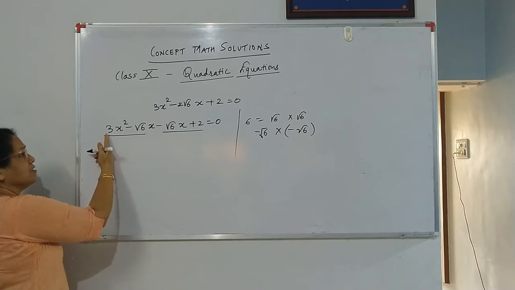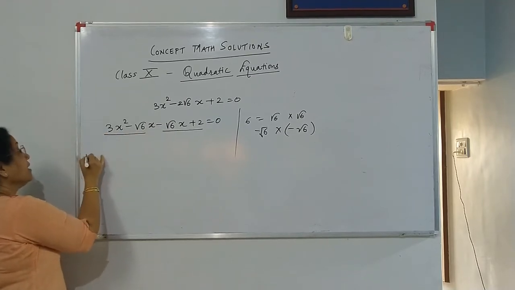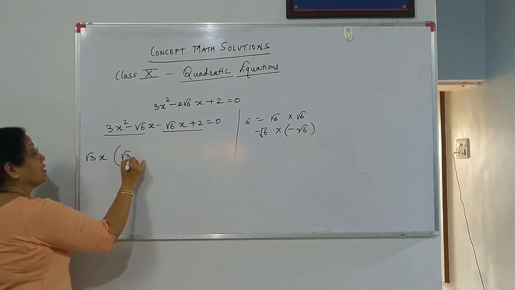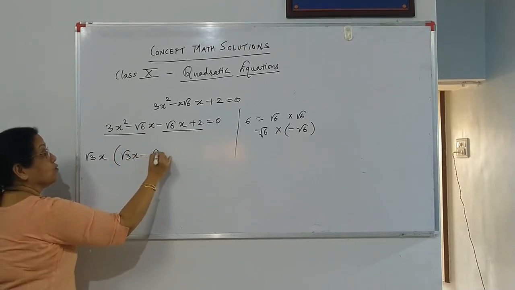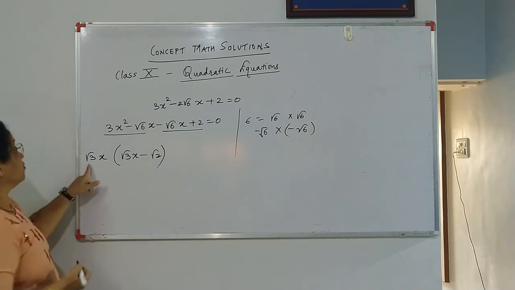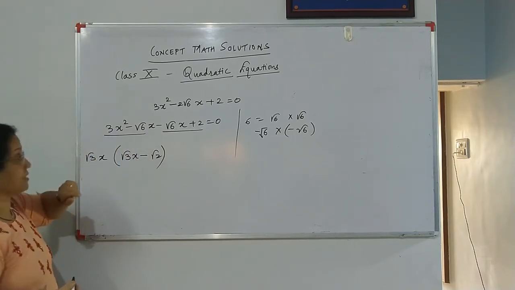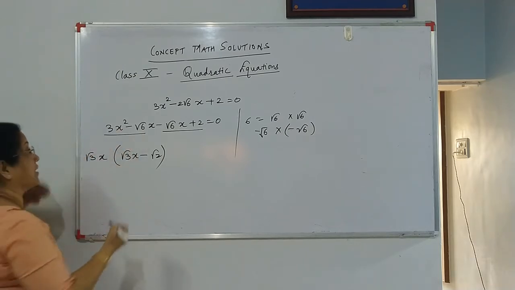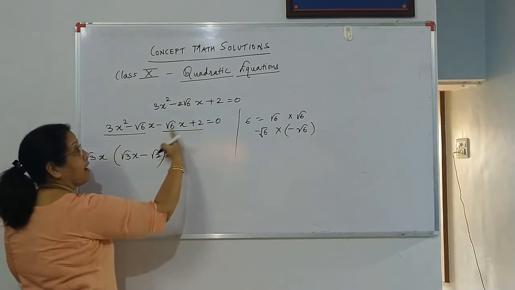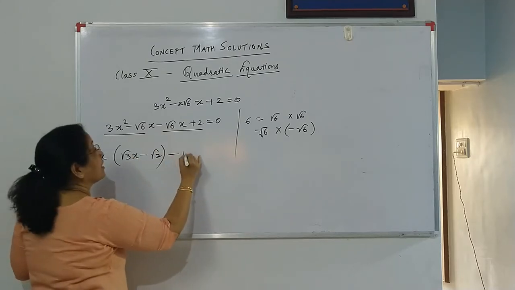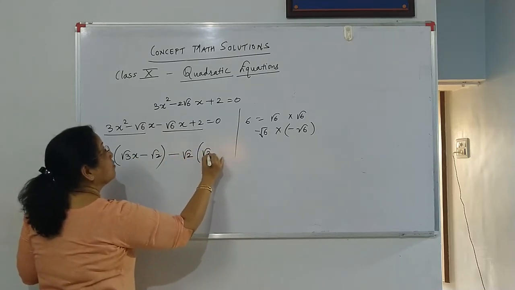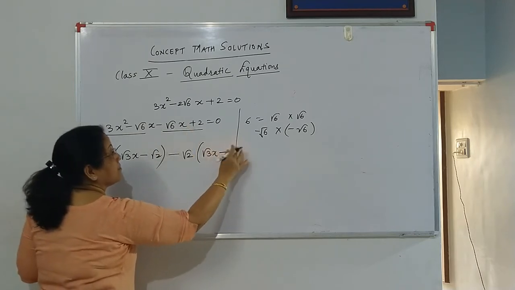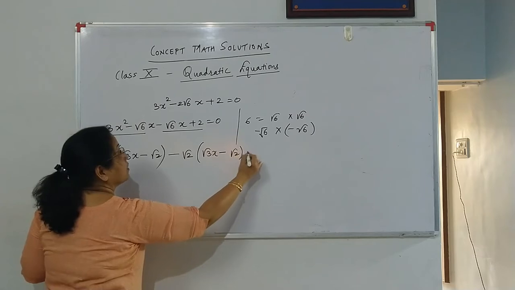Now here, if you see 3 and root 6, I can take root 3 common and x common. So I have root 3x minus root 2 would be left. Because root 3 into root 2 would be root 6 and root 3 into root 3 would be 3. Learn to go back and cross check. Now minus, here you have 2, here you have root 6. So I will take root 2 common. Again root 3x. Now I have taken minus common. So this plus becomes minus and you have root 2 equal to 0.